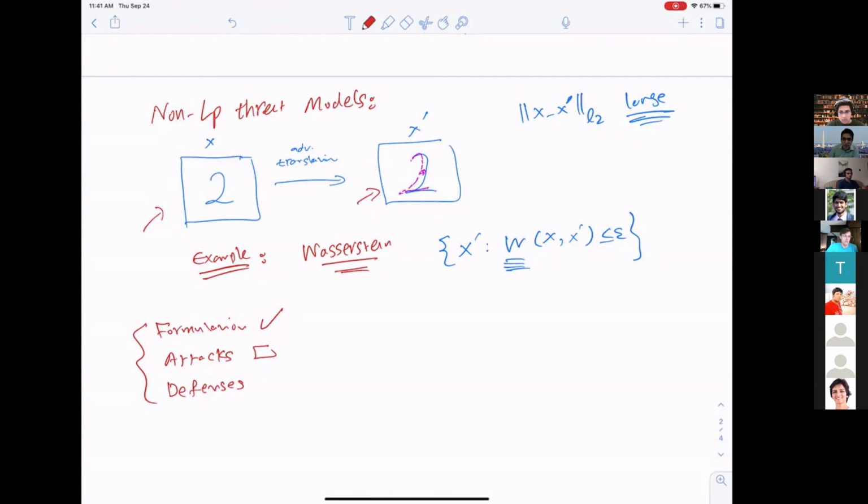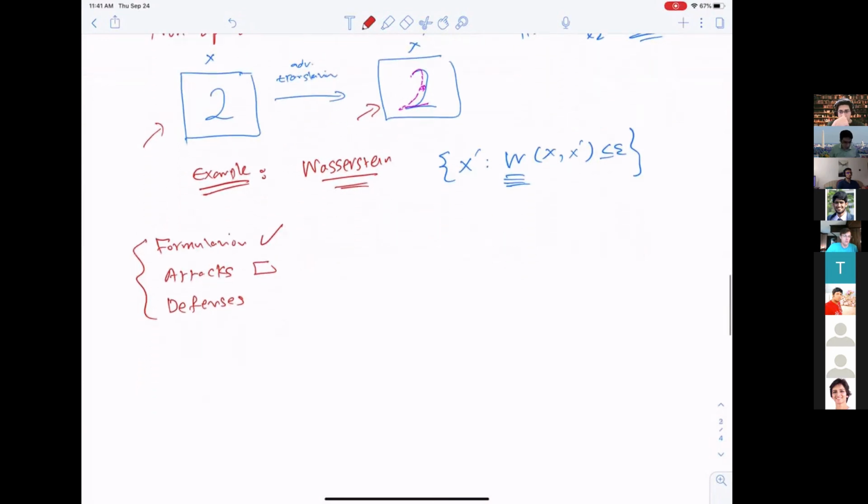All right, so there are some questions about the attacks, but we haven't talked about it yet. Is translation also considered as noise? Yes, but it is not an additive noise, right? So we are not just adding some noise to each pixel. We are translating it. That's why it is called non-LP. Okay, so I think I covered most of the questions.